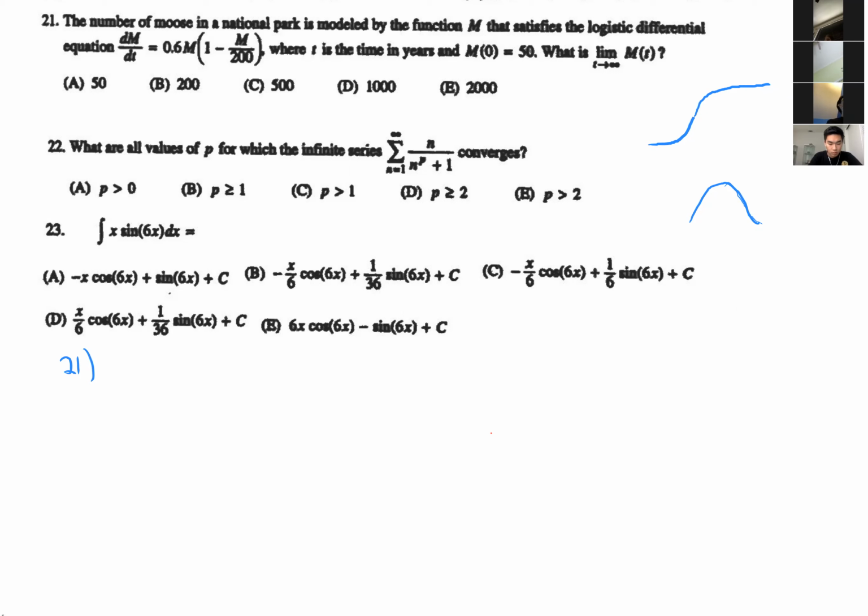So 21, let me erase this. Okay, so this is a logistic differential equation. Remember, a differential equation always describes how something is changing. So when you're graphing a differential equation, you're not graphing the original function, you're graphing how it's changing over time. In this case, we have a national park modeled by the function m that satisfies the given logistic differential equation, where t is time, and it gives you an initial condition.